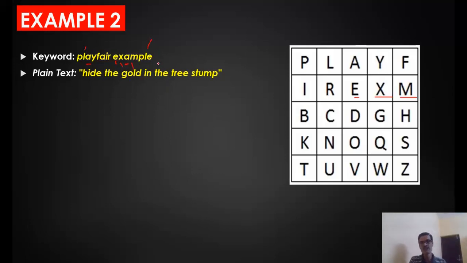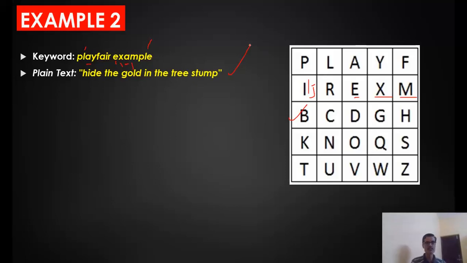P, L, E are repeated over there, right? So I filled in this way. And whatever remaining alphabets I have, I can fill in, with I and J together. Whenever you write an I, it actually comes with a J. So the remaining alphabets like B, C, D, G, H, all those are accordingly filled up to Z. My grid is ready and my plain text is also ready to encrypt.